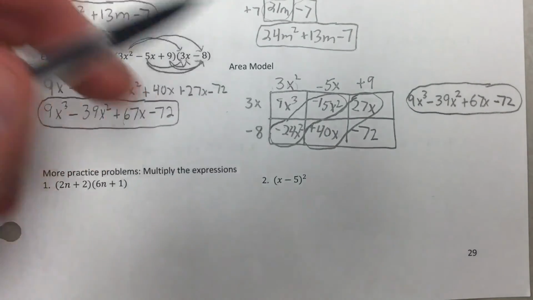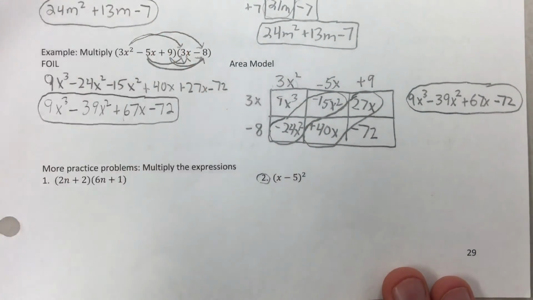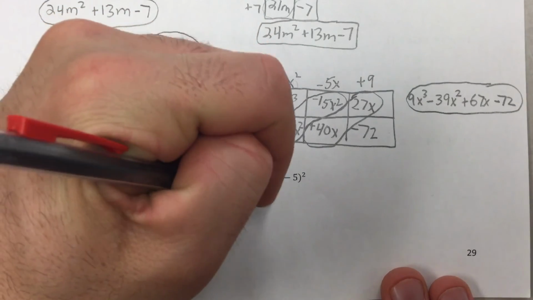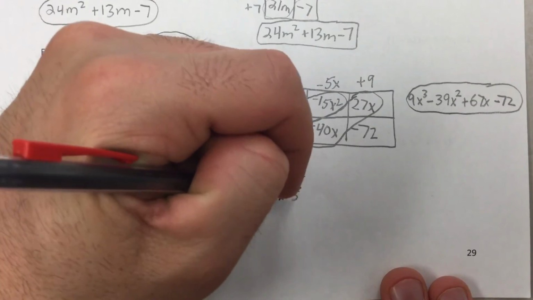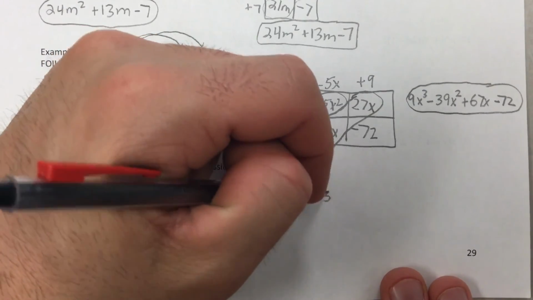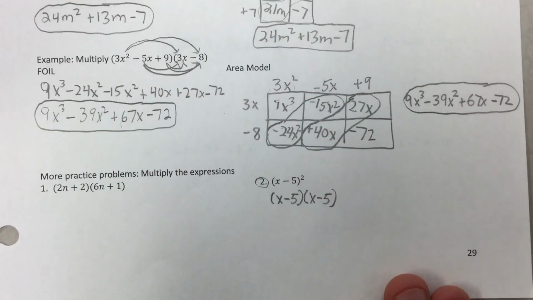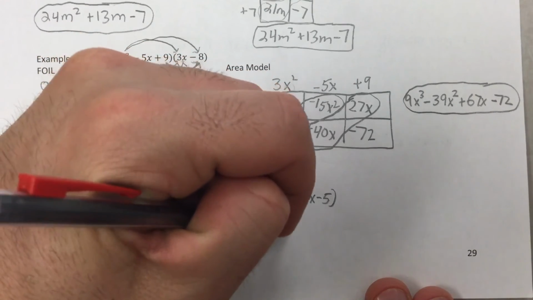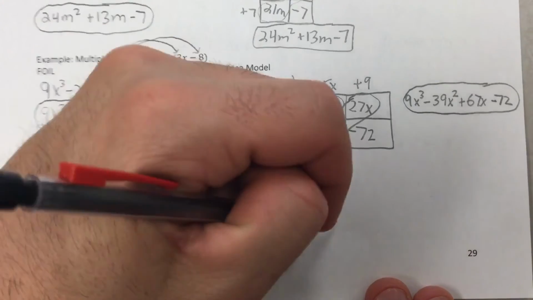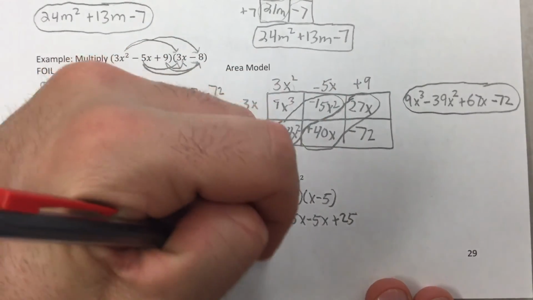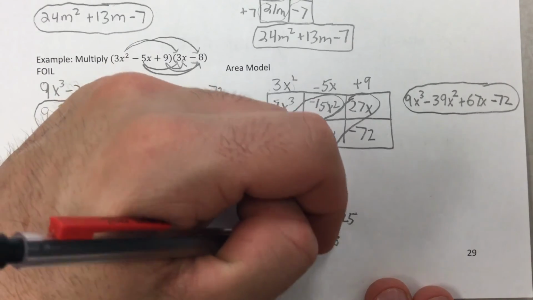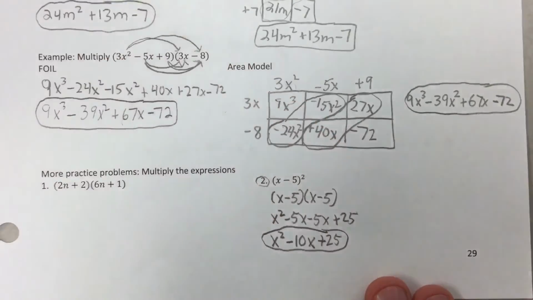A couple other quick things. Number 2, just be careful. Again, like our problem up here with Jonah and Graham, when you have a binomial squared, remember to write it twice. And then once you write it twice, remember to FOIL from there. So again, this would be x squared minus 5x plus 25. And when you add your like terms, x squared minus 10x plus 25. Just always remember, binomial times a binomial, write it twice.